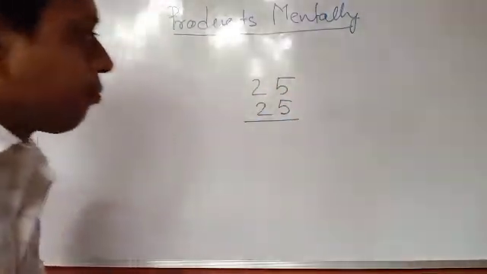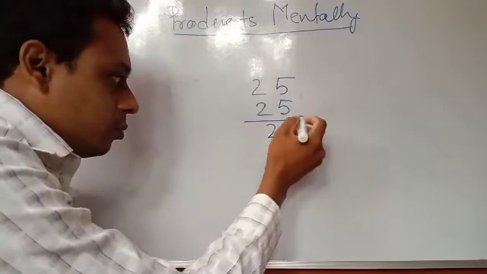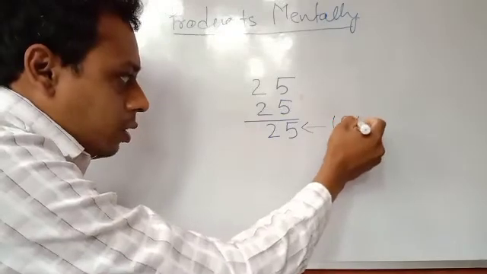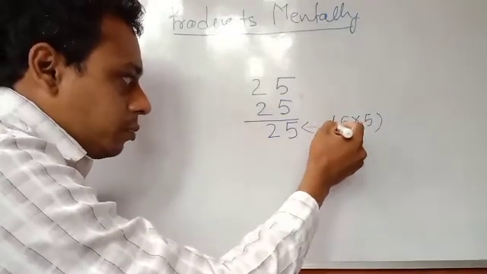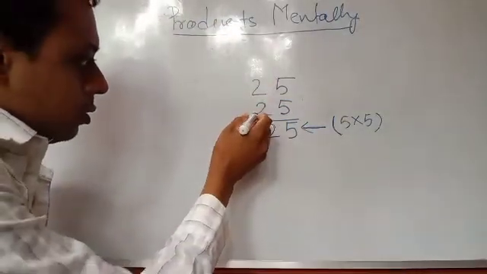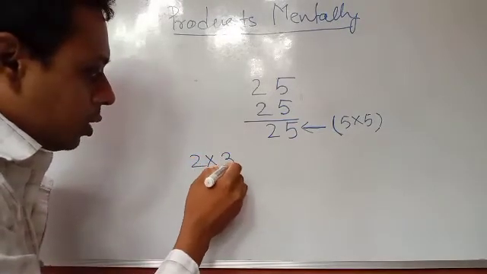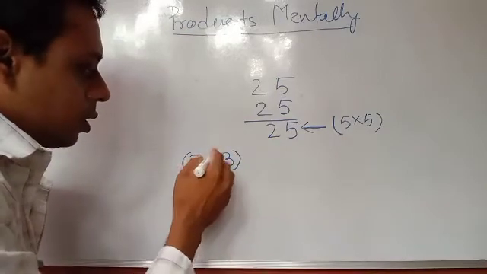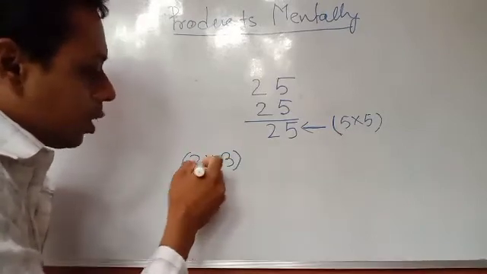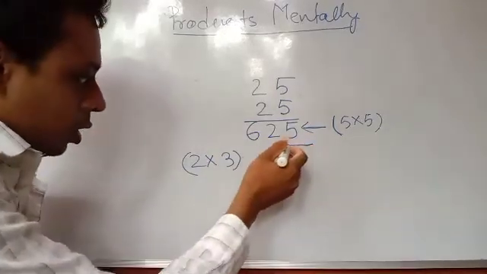Now how to multiply? 5 5s are 25, you write first. That means how we are getting this 25? That 5 into 5, 25. Now here 2, and successor of 2 is 3. Now you multiply 2 and 3, it will be 6. So 625. Our product will be 625.